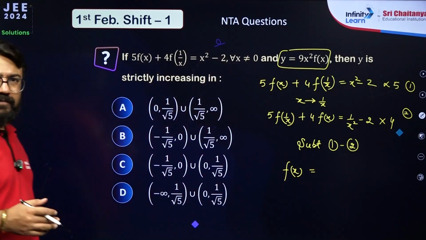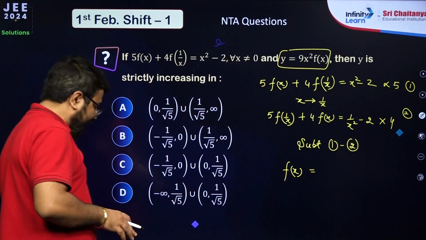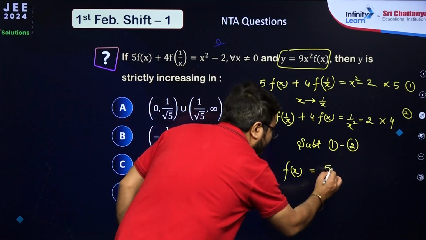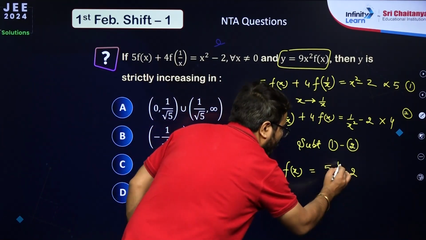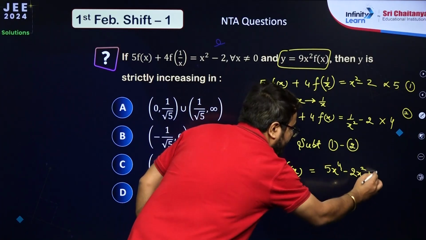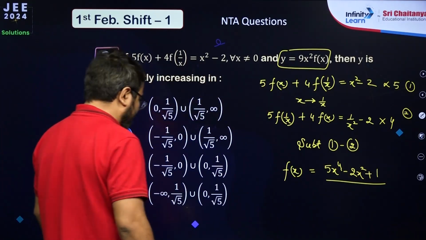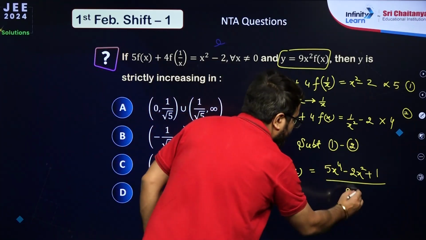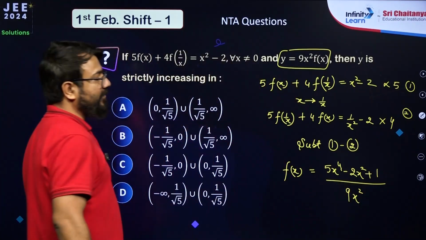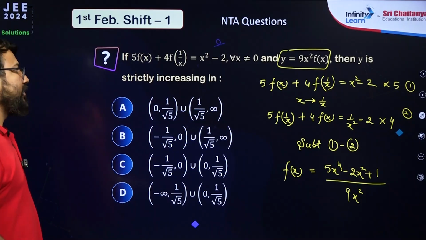After doing this, I will be writing the direct answer: (5x^4 minus 2x^2 plus 1) whole divided by 9x^2 we are obtaining. So basically this is the value of f(x) that we are obtaining after doing this.